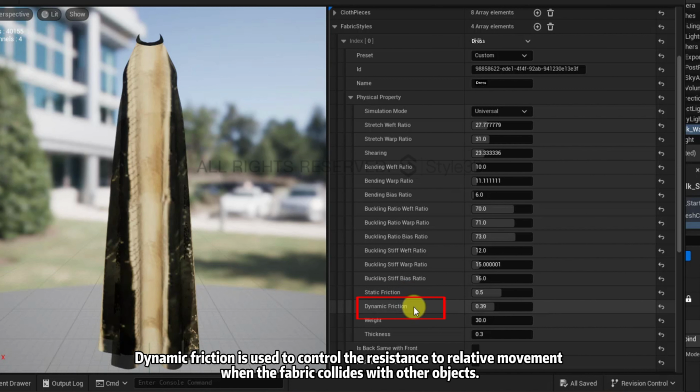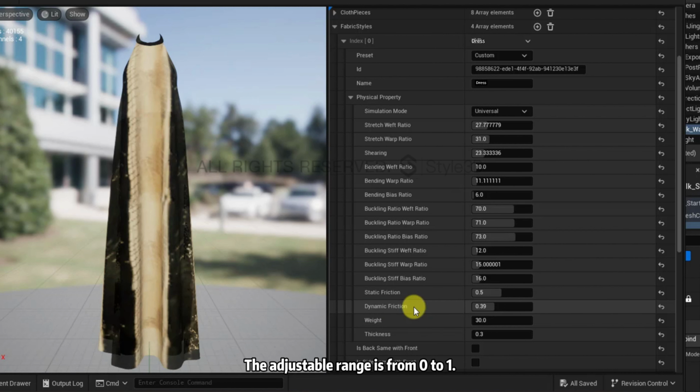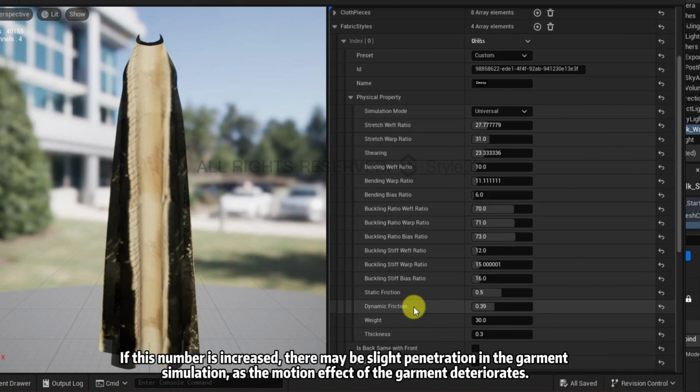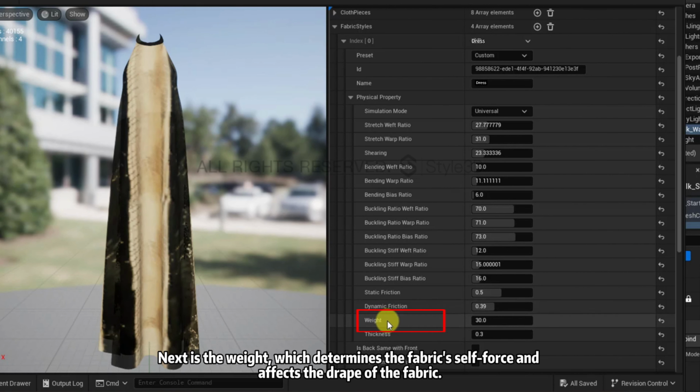Dynamic friction is used to control the resistance to relative movement when the fabric collides with other objects. The adjustable range is from 0 to 1. If this number is increased, there may be slight penetration in the garment simulation, as the motion effect of the garment deteriorates. Next is the weight, which determines the fabric's self-force and affects the drape of the fabric.